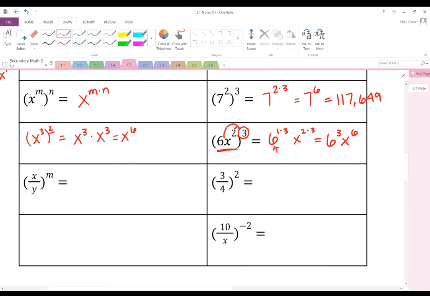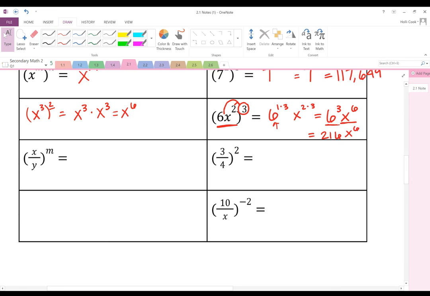Okay, now we can't go any farther with our x to the 6th power, right? Because it's just a variable. But 6 cubed, we can type into our calculator. And if we type that in, we'll get 216, and then our x to the 6th just stays the same. And that would be your answer for that one. So make sure you always distribute that exponent into the parentheses to every exponent inside.